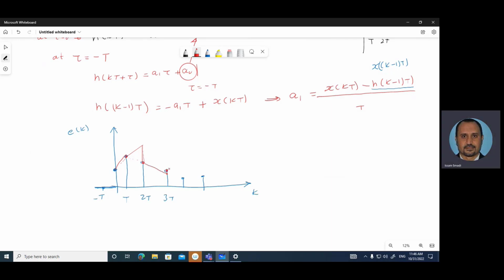At 3t, I'm having the value. Now I'm having this point and the previous point. I will draw the slope until I'm reaching the next value. The same thing: I'm having this point and this point, and I will draw the slope until I'm reaching this point. So this is what we call the first order hold.